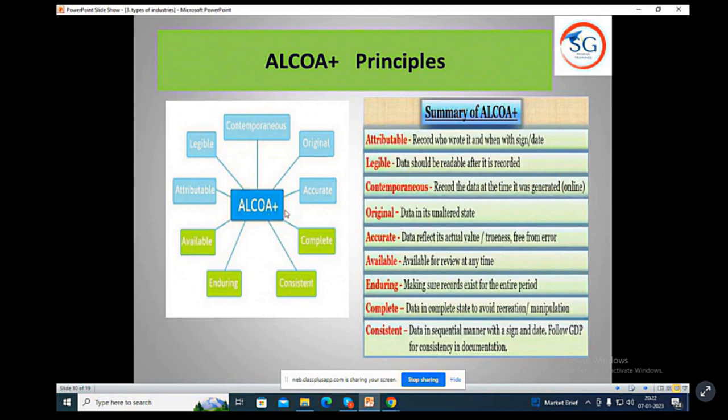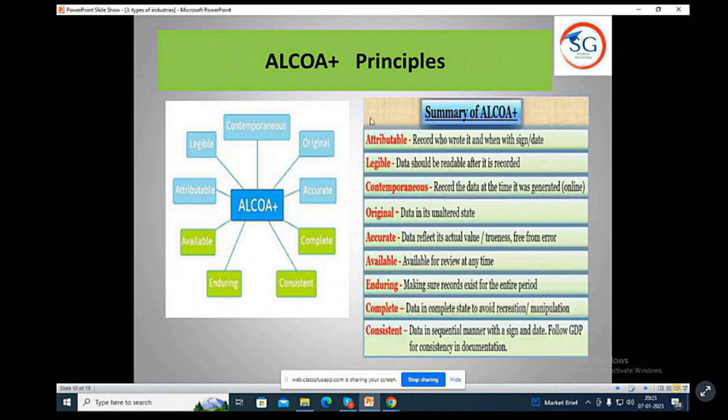Then what is plus? This plus has come into the picture only 5 or 6 years back. Previously it was only ALCOA. So now what is meant by plus? Plus is nothing but anything additional: it should be available, enduring, consistent and complete. So all together, these nine things are called the ALCOA principles that are to be followed in a pharma industry.